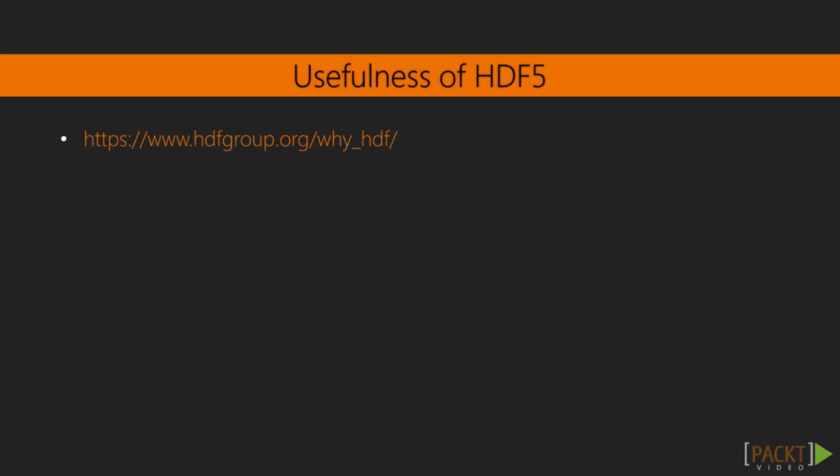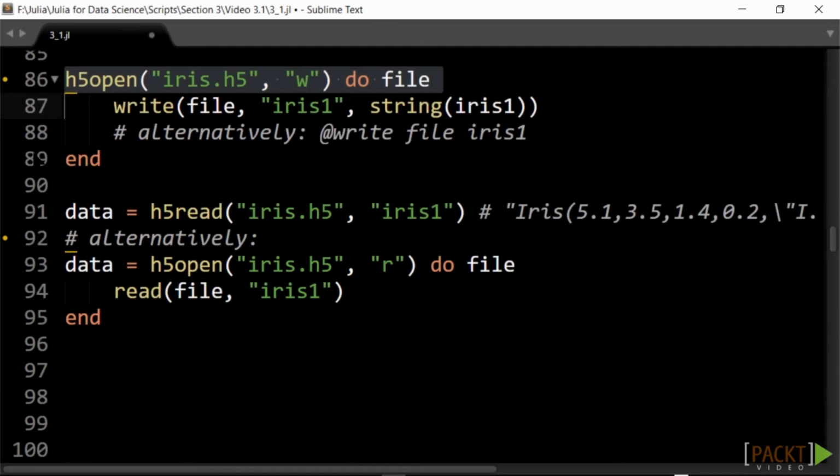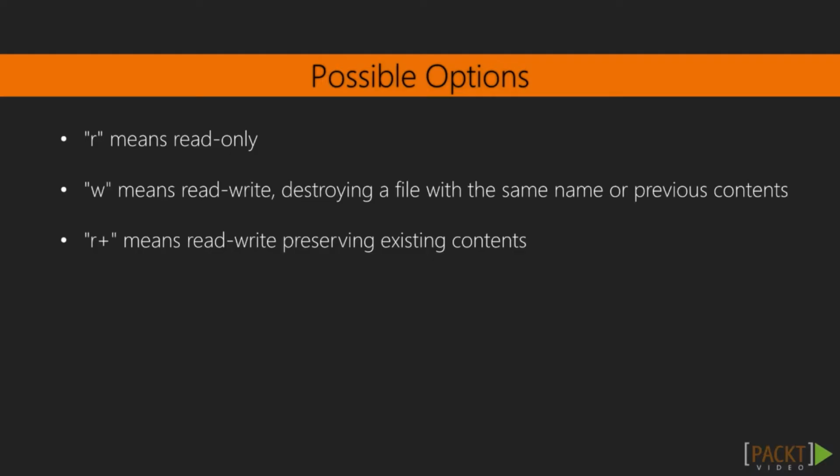If HDF5 is new to you, here is a link where you can find more information on where it can be used. To start using HDF5 data from Julia, we need to install and import the HDF5 package. This won't be an issue, so moving ahead. The following code shows how you can write to a plain H5 file containing no groups and read from HDF5 format. We use the same iris1 value and store it with the string iris1 as a dataset name. I listed the different possible options on the screen.